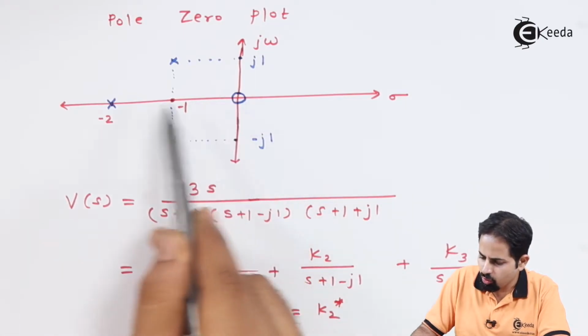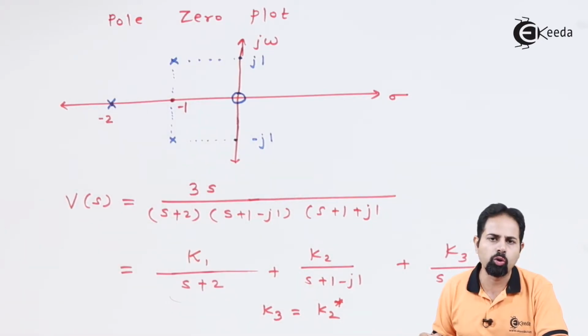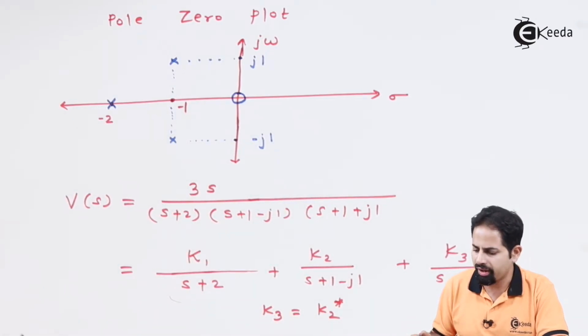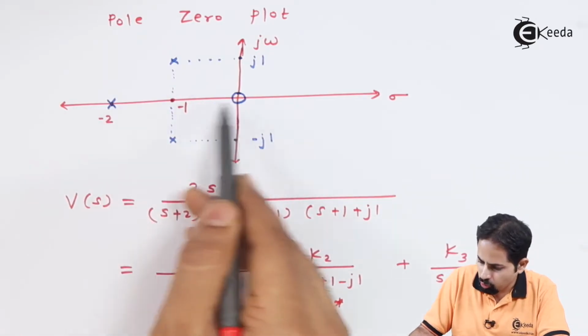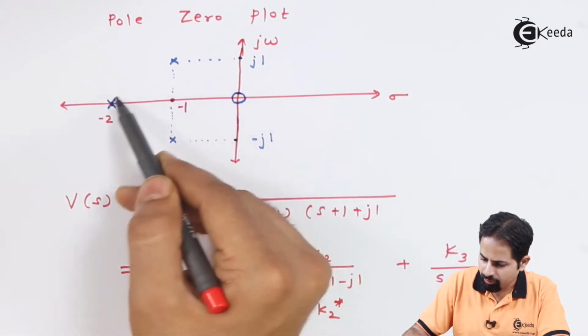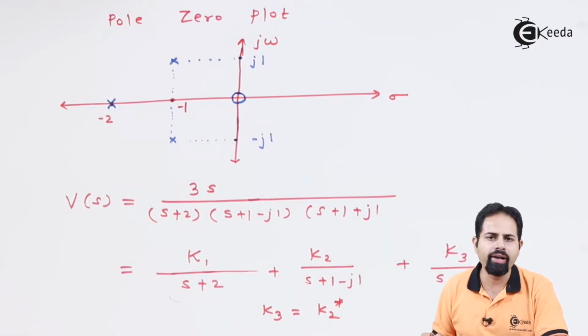From this zero, the vector pointing here will have magnitude equal to 2 and it will have a phase of 180 degrees because the direction will be towards this minus 2. And there will be 2 more vectors. One will be from this pole and another will be from this pole. So we'll draw it in a separate diagram.